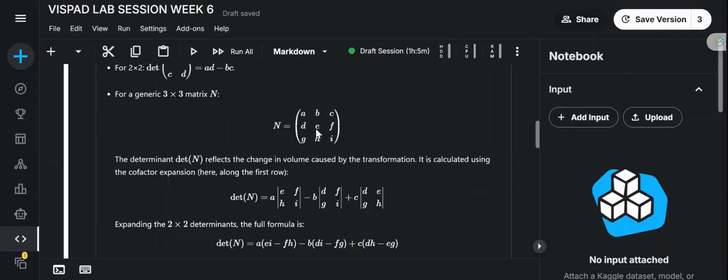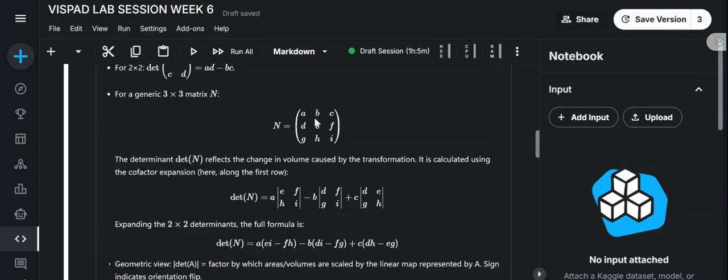For the next part, you go to the second column. In this case, the first element in the second column is B. So you eliminate the row and column that intersect at B. The elements that will be eliminated in this case are A, C, E, and H. Find the determinant.